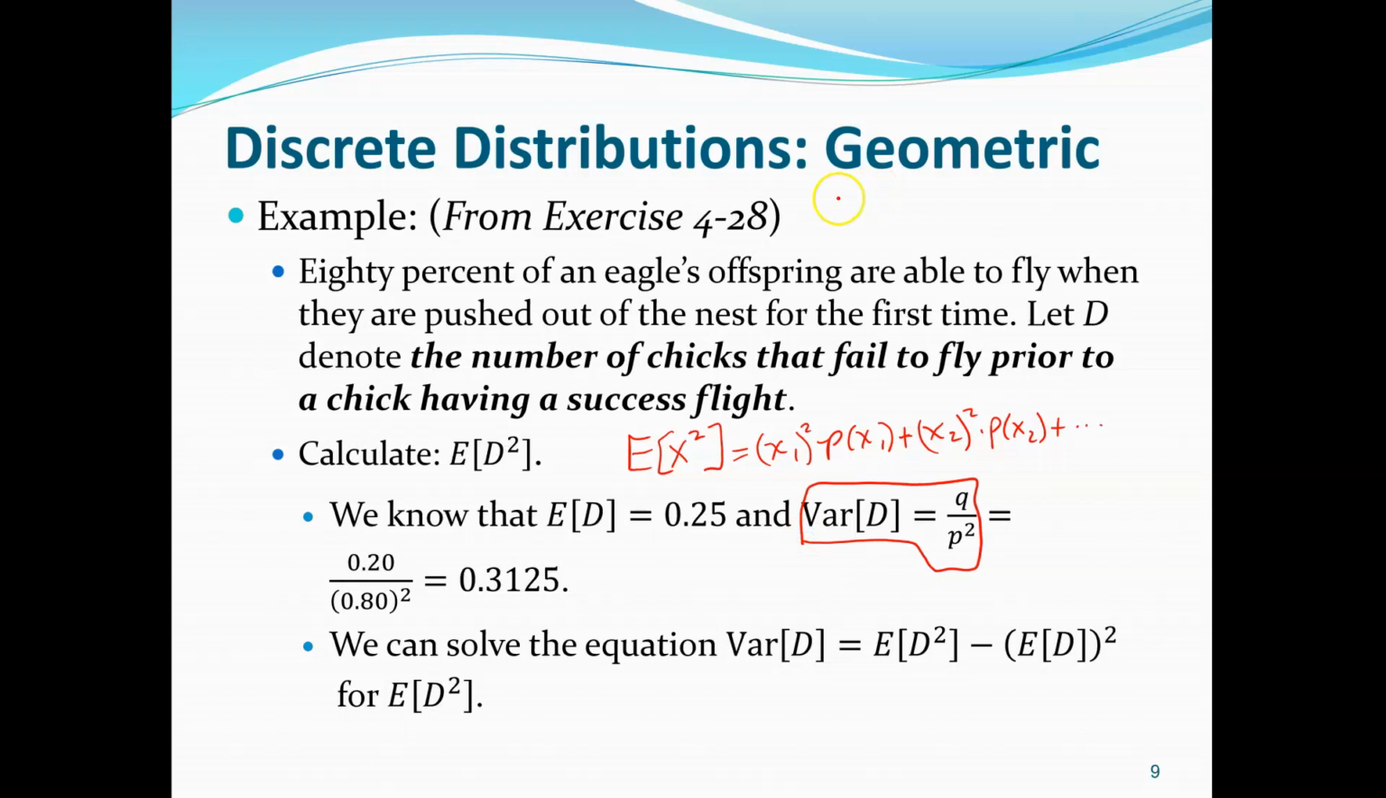I don't know if you remember, but I gave you a formula where the variance of X is equal to the expected value of X squared minus the expected value of X, that quantity squared. Notice that in here I have the expected value of X squared. If I know it's a geometric distribution, there's a formula for me to find the variance. It's q over p squared. And I can find that.